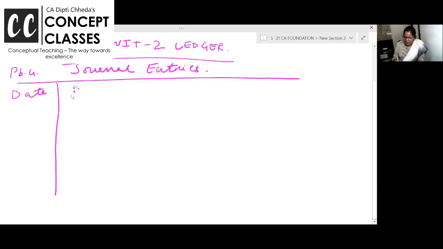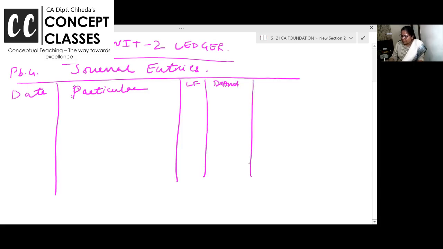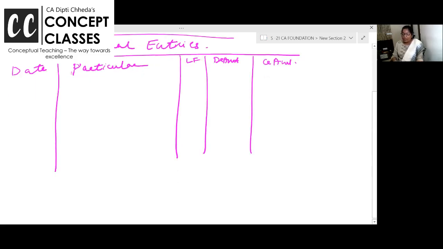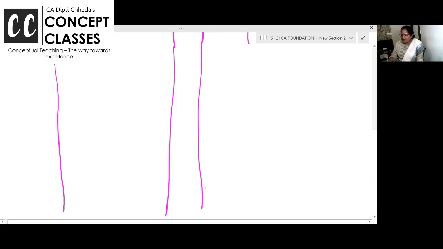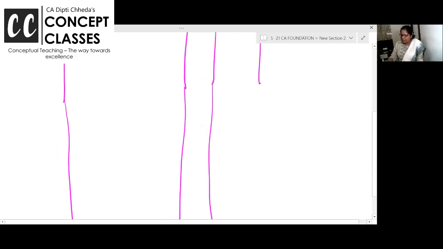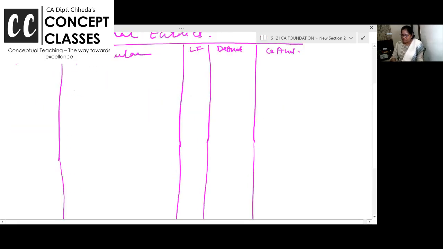Date, particulars, LF, debit amount, credit amount. The format of journal entries: date, particulars, journal folio, debit amount, and credit amount. One full page. I will also do it on a full page, you also do it. Shuru.